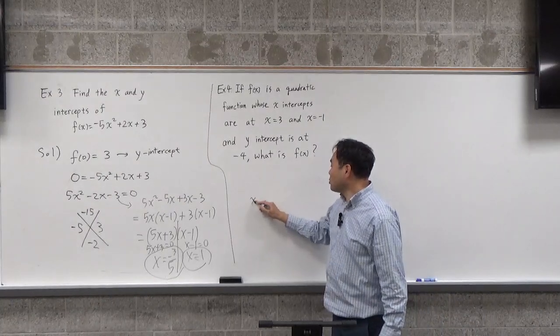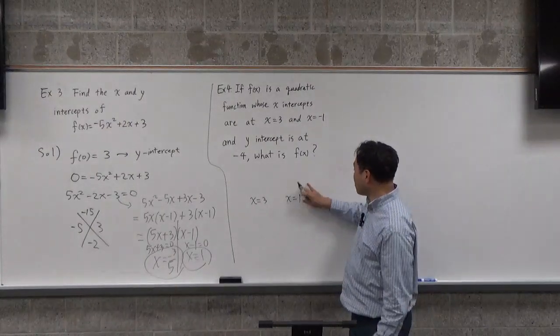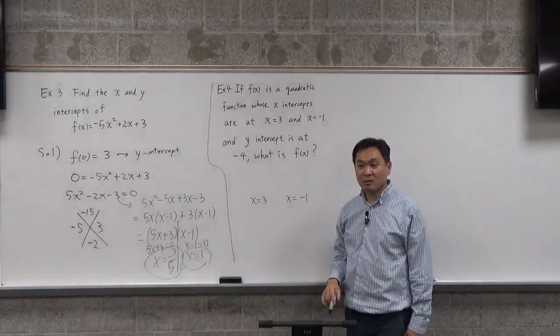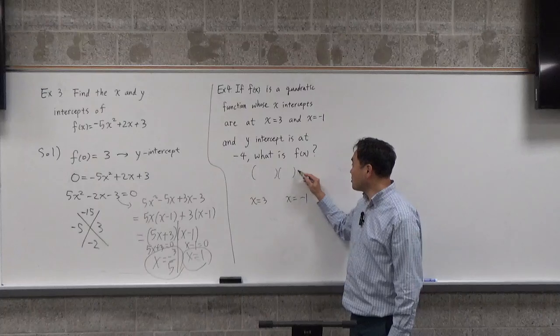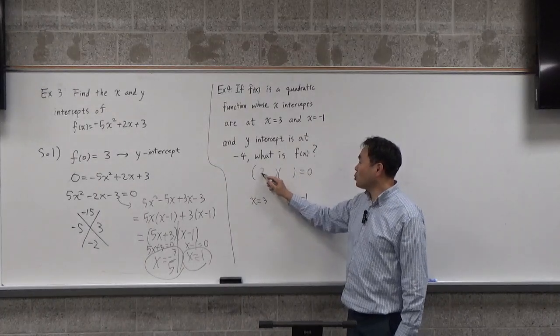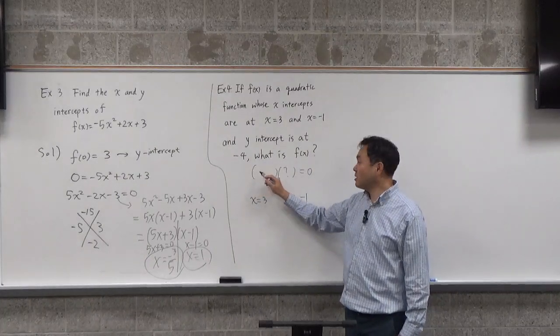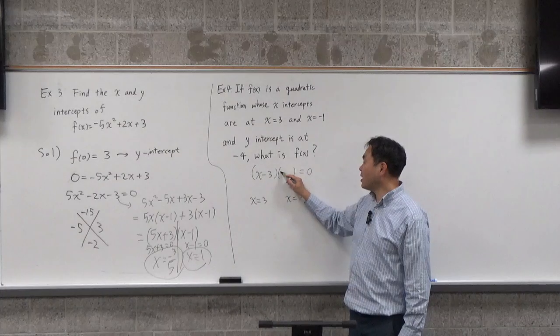If x equals 3 and x equals negative 1 was the solution, it'll be something x plus something times x plus something equal to 0. What am I and what am I? X minus 1 and x plus 1. This one should be x minus 3, and this one should be x plus 1.